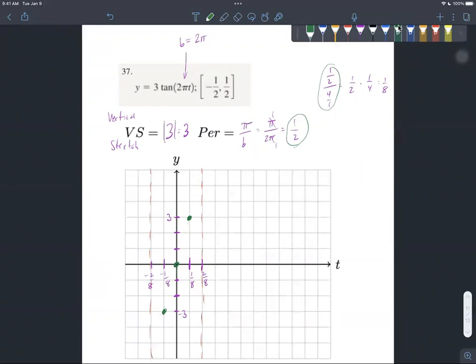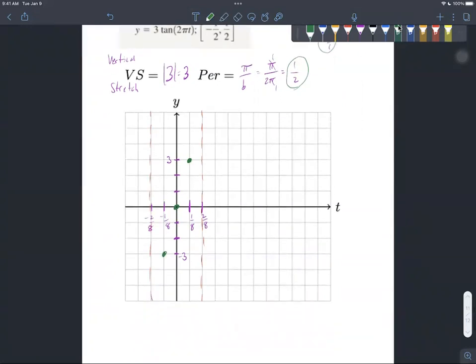Ah, that's not that nice looking. My drawing skills are really, really bad right now. All right, well, that's close enough.